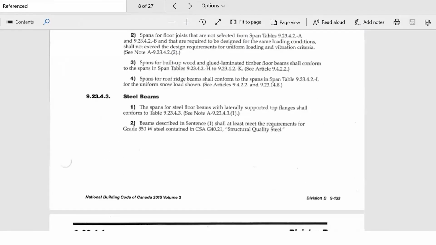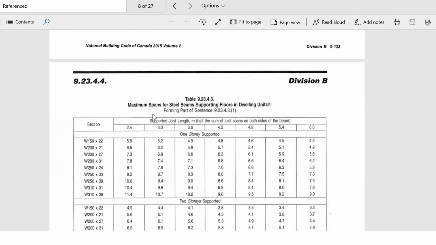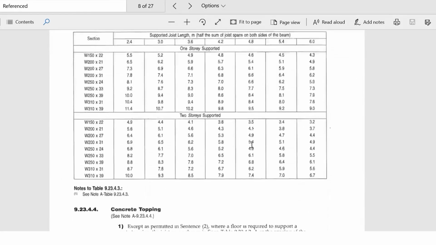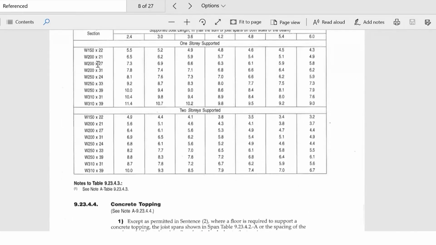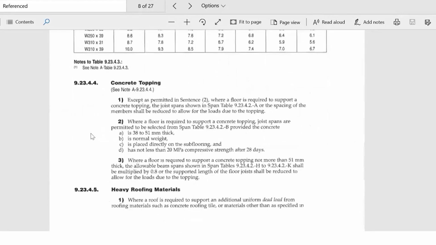If you have steel beams, the spans for steel floor beams with laterally supported top flanges shall conform to table 9.23.4.3. And beams described in sentence 1 shall meet at least the requirement for grade 350W steel contained in CSA G40.21, structural quality steel. So these are the maximum spans for steel beams supporting floors in dwelling units. This is wide flange beams, W200 by 21, and these are the supported joist lengths that are supported by the wide flange beams in dwelling units.